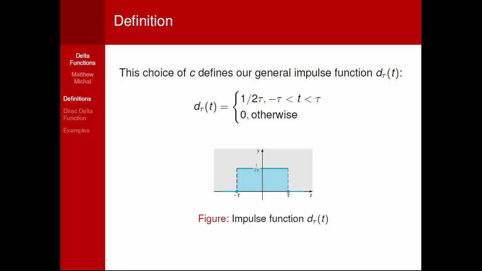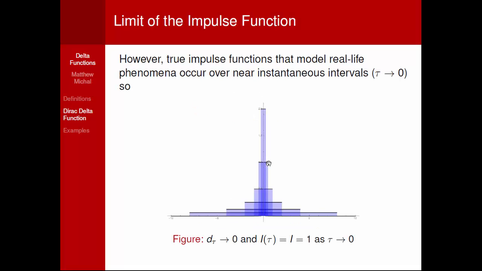So what happens? Well, as we make our impulse time, tau, smaller and smaller, our height gets bigger and bigger. This is a bigger tau. I believe I made this. Yeah, so this bottom one is tau is equal to 8, 4, 2, 1, 1/2. So as we make our tau value smaller and smaller, our integral is still 1.